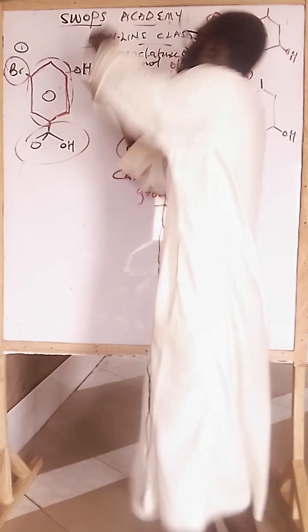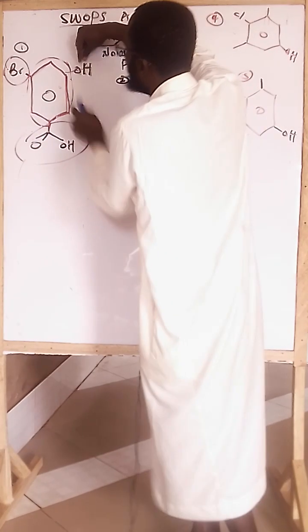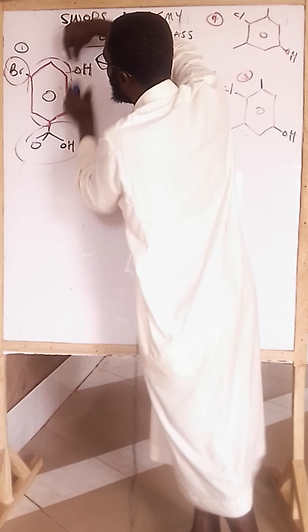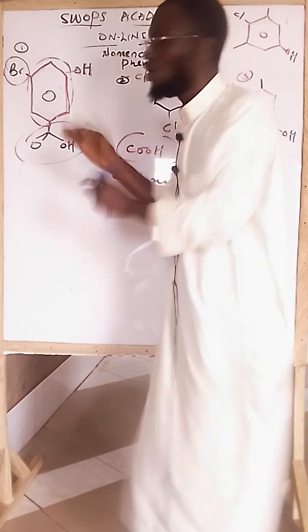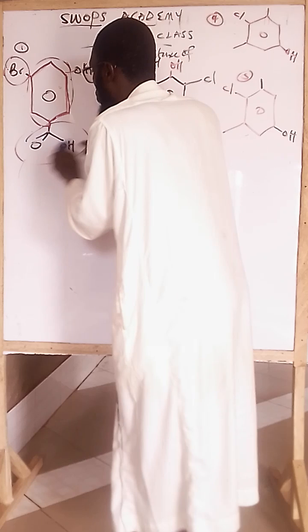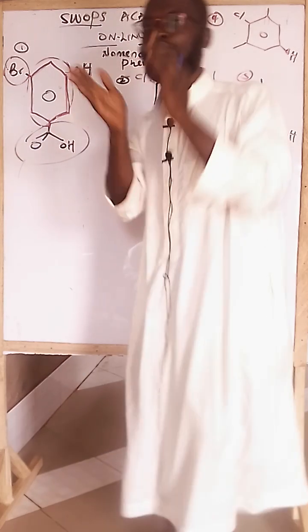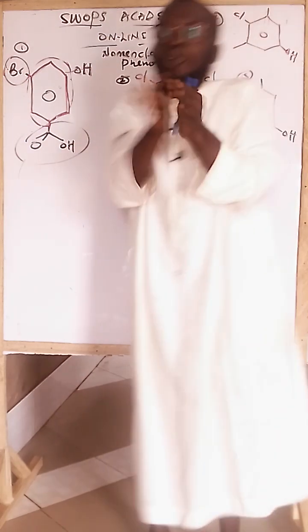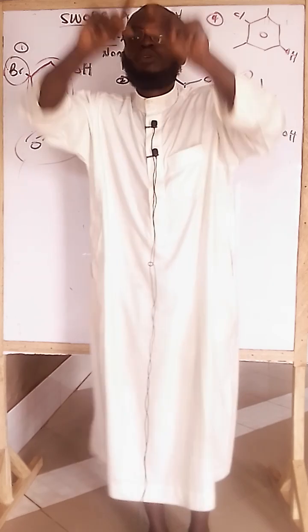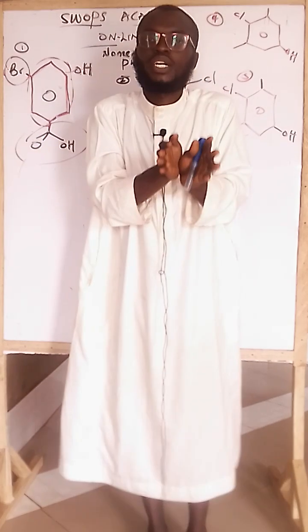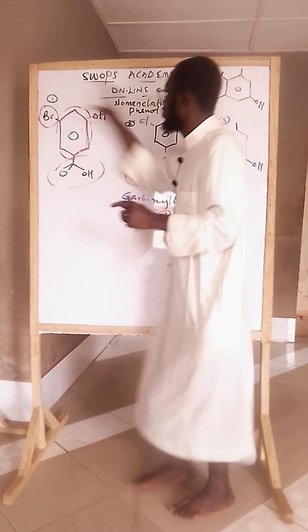Benzoic is more powerful than phenol. So if we have OH with benzene, that is phenol. But COOH with benzene, that is benzoic. Between benzoic and phenol, the one that will be the parent name will be benzoic, not phenol. So we don't classify this.